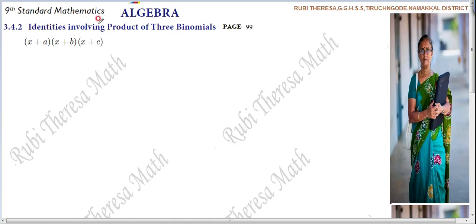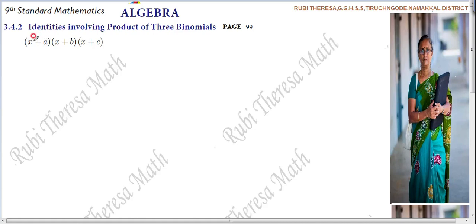Identities involving product of three binomials. What is meant by binomial? A mathematical expression consists of two terms connected by a plus sign or minus sign. An expression consisting of two terms, either connected by a plus sign or minus sign.